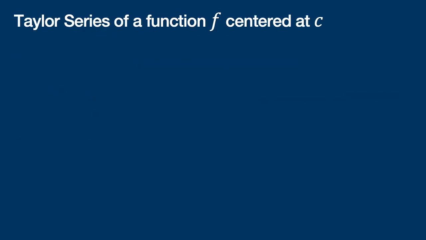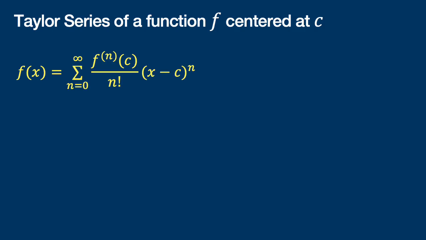What is the Taylor series we studied in the previous session? Given a function f centered at C, we find the Taylor series: f of x equals the sum of the nth derivative of f at C over n factorial times x minus C to the nth power. That's the Taylor series of function f centered at C.